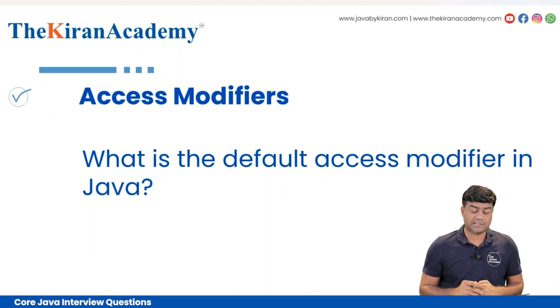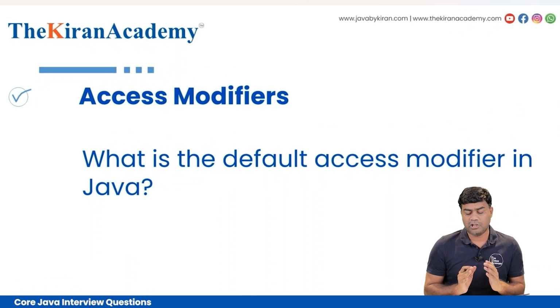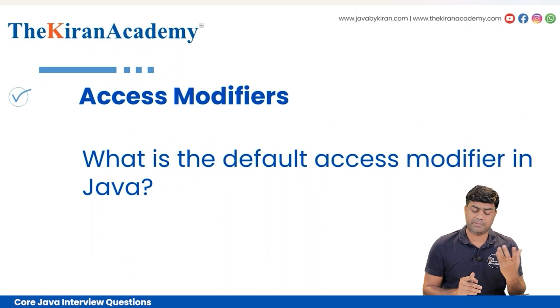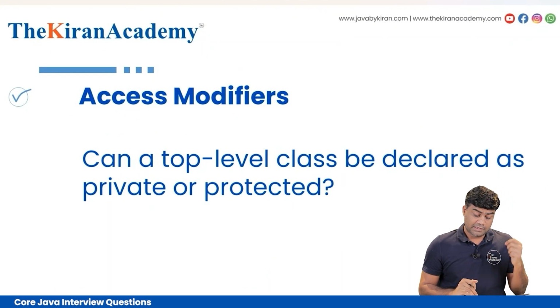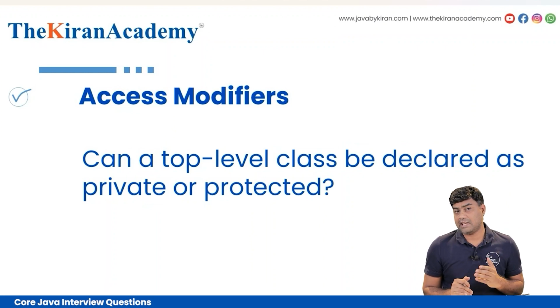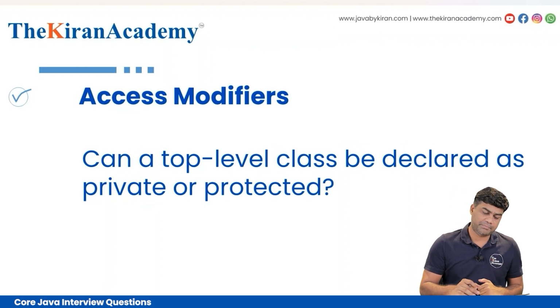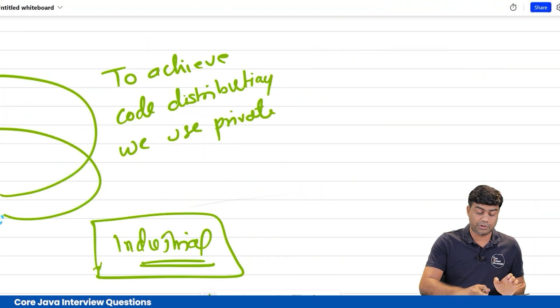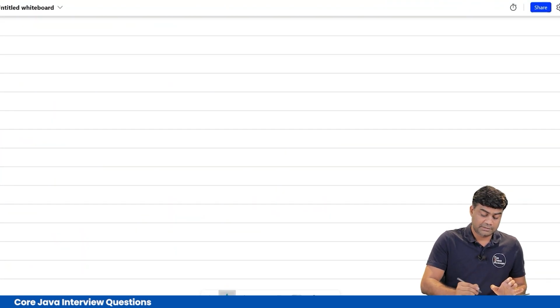Next is the default access modifier in Java. Default means all the members which are default are accessible within the same package. Might be a class, might be a variable, might be a method. It's very simple. Can a top level class be declared as private or protected? Answer is no. A class can be only default or public, remember. What is the difference between public, protected, default and private access modifiers? I already told you in previous questions, but still, just to give you an overview of all these things, simple.